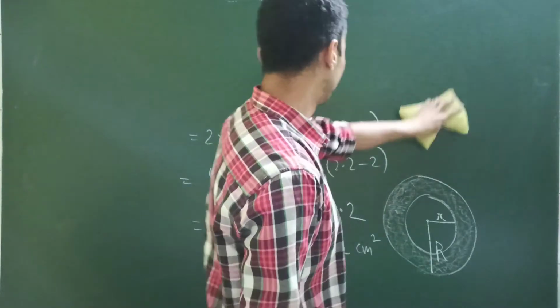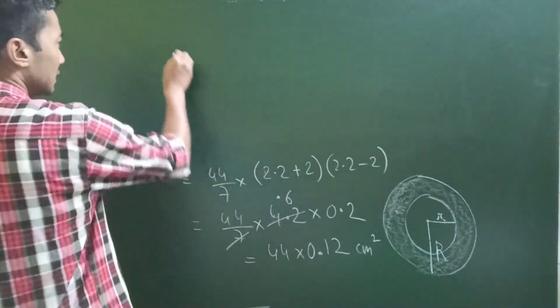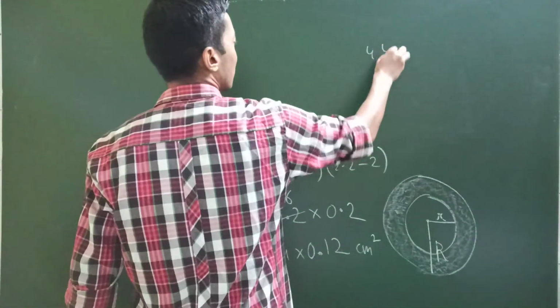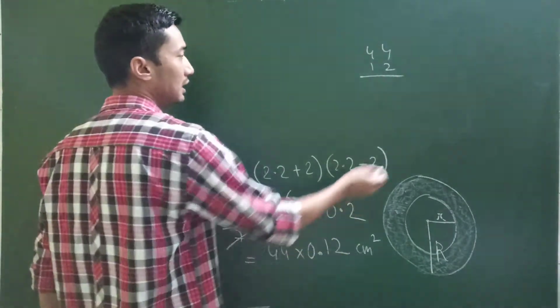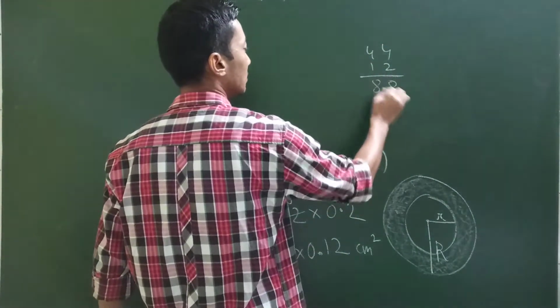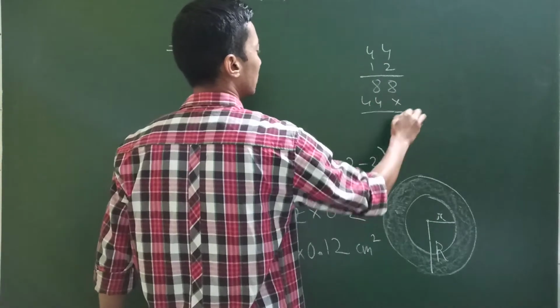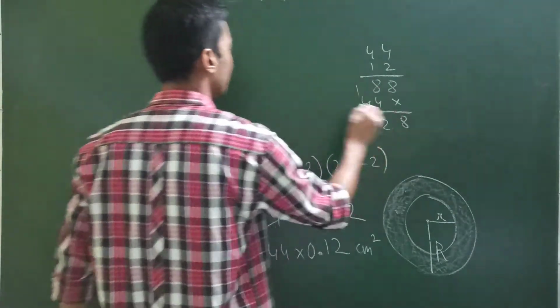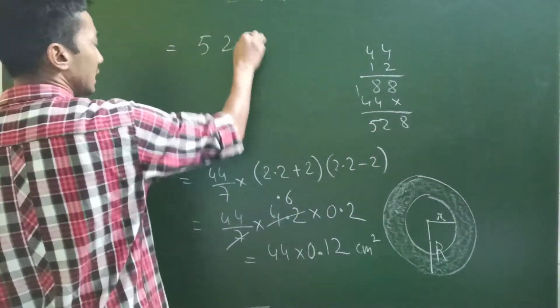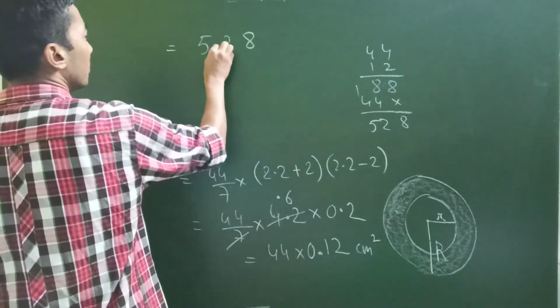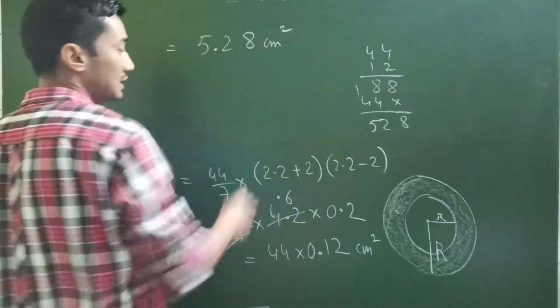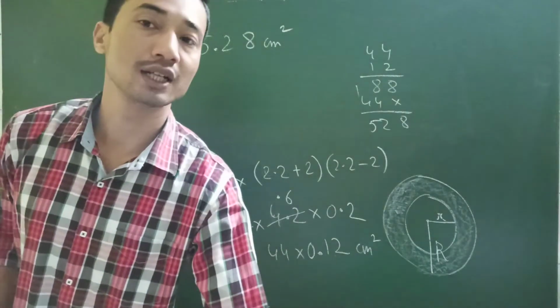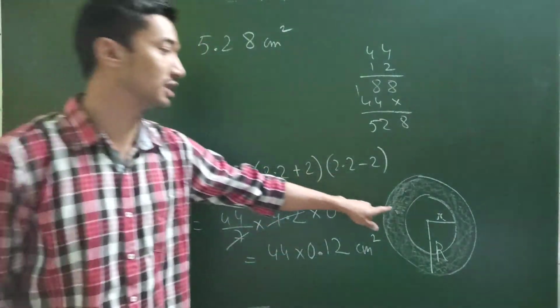So let's calculate this value. That's 44, ignore the decimal. In the last, 2 twos are 8, 2 twos are 8. 44, 8, 12, 1 left, 5. So that's 5, 2, 8. We have two decimals, so 5.28 centimeters square. This is just the area of the base, the circular portion, the thickness portion.